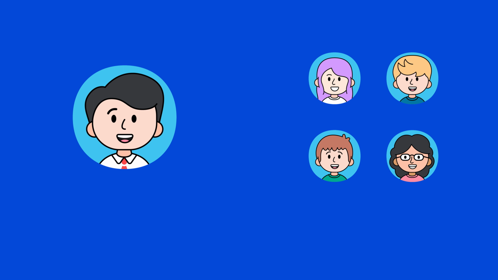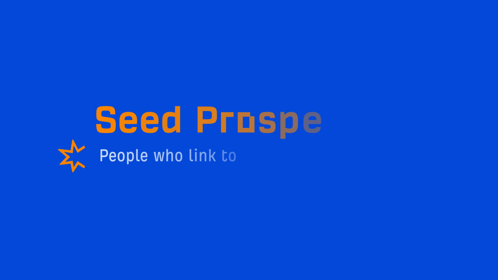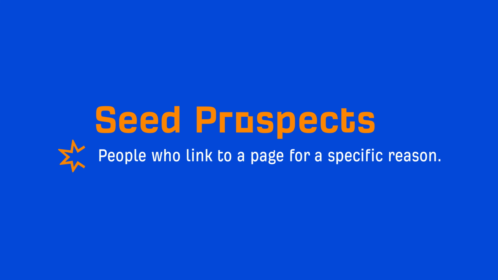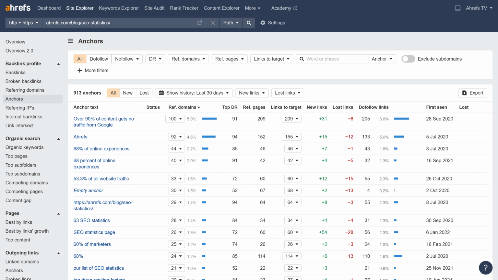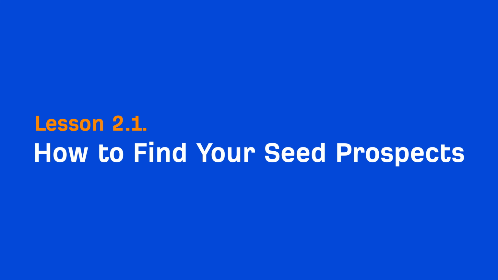Now, lookalike prospects and link building are very much the same. You're trying to find people who are similar to a seed prospect, which is something we covered in the previous lesson. But as a refresher, seed prospects are people who link to a page for a specific reason. These specific reasons are what I call linkable points, which are usually identified by patterns in a competing page's link profile. Best of all, these linkable points help us to define our pitch angles. If this went over your head, then I highly recommend watching lesson 2.1 on finding seed prospects so you can get the most value from this lesson.